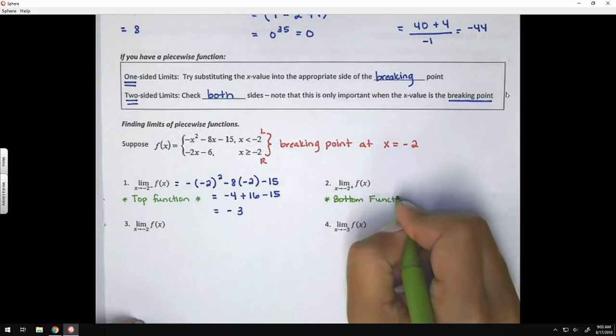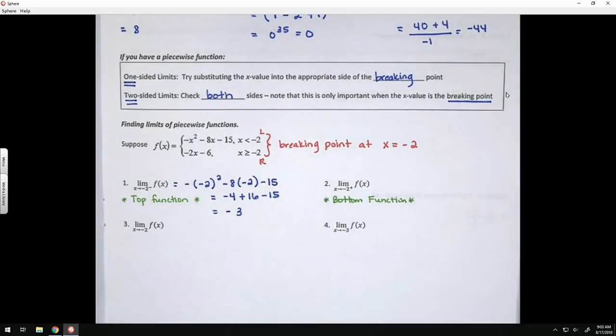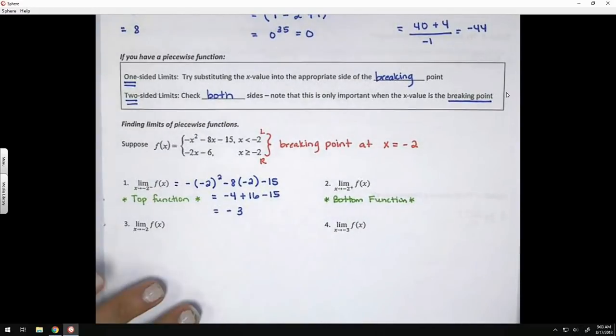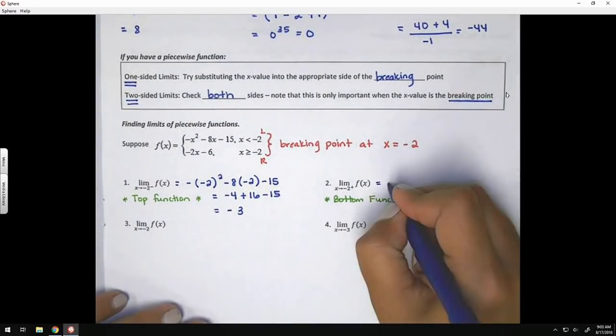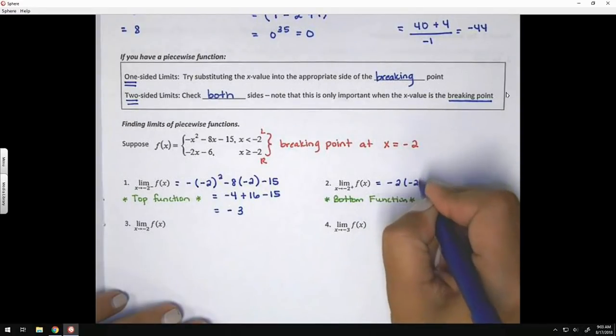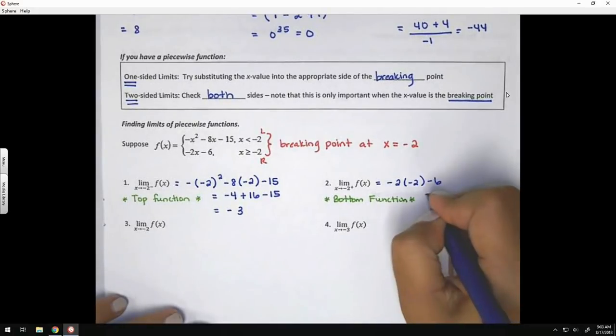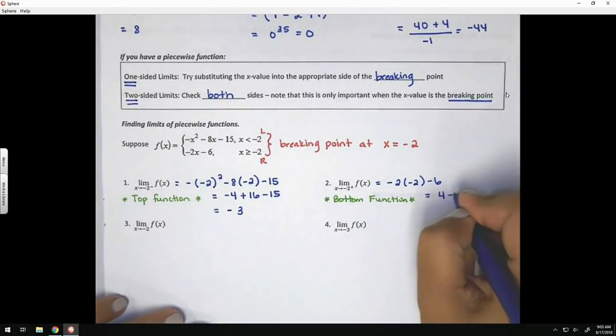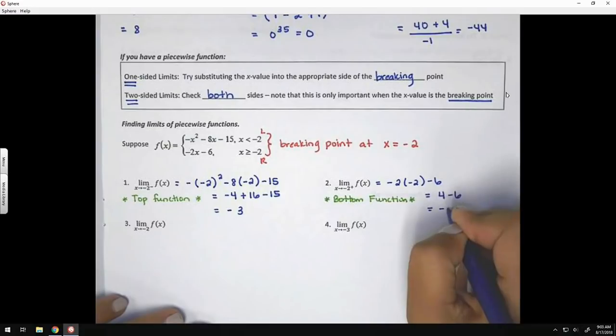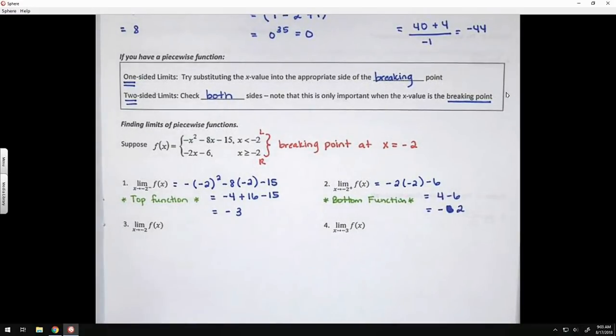And the reason I'm going to use the bottom function is because the bottom function here is controlling what happens to the right of the negative 2. So if I plug negative 2 into the bottom function, I'm going to have negative 2 times negative 2 minus 6, which would give me positive 4 minus 6, which is negative 2. And that would be my final answer.